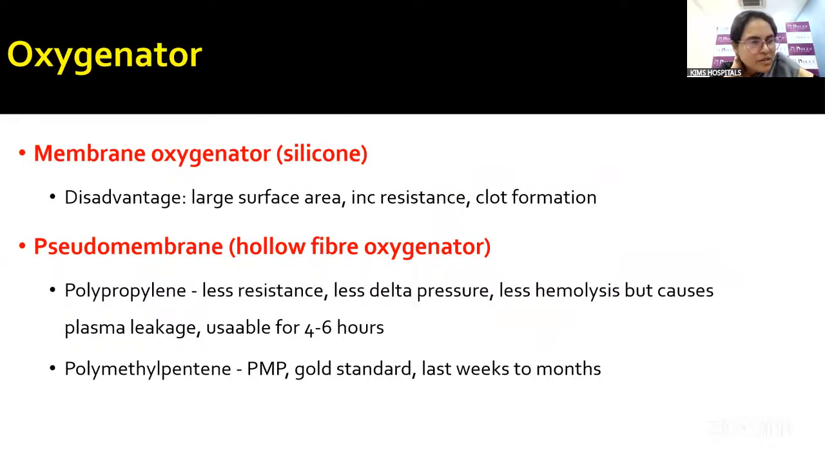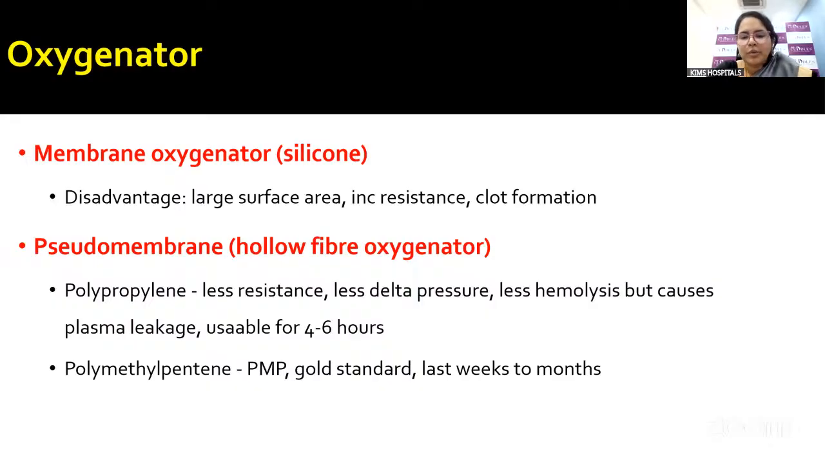Now, the oxygenator is a very vital part of the ECMO circuit. This is also called the membrane lung. Various types of fibers have been used for preparing the oxygenator, including silicon, but this comes with the disadvantage of large surface area and high resistance. The PMP oxygenator is what is commonly used, which is made of polymethylpentene. It's the gold standard fiber for oxygenators.